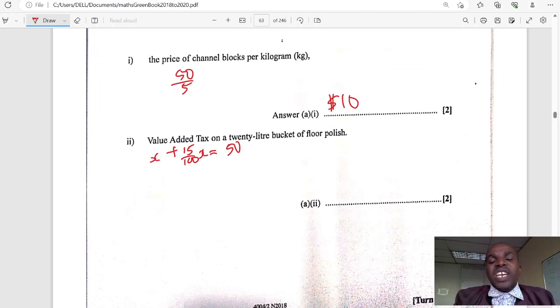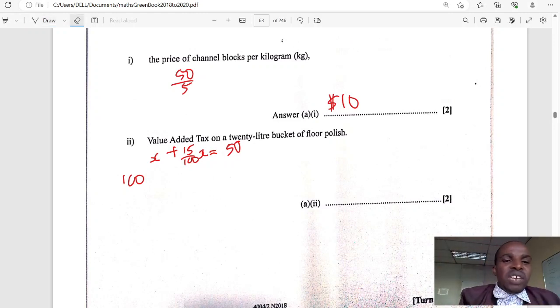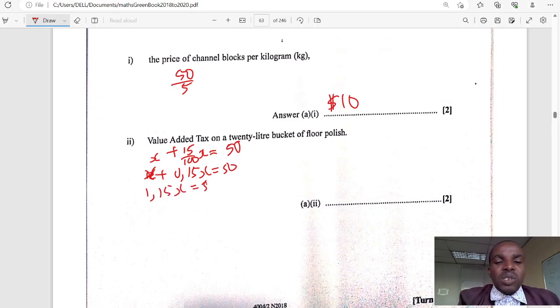So X plus 15% of X, you are supposed to get 50. So you want to find the original price, because VAT is calculated based on the original price. On your calculator, you can say X plus 15%, that is 0.15X, is equal to 50. Then that becomes 1.15X is equal to 50. Then X will be 50 divided by 1.15.